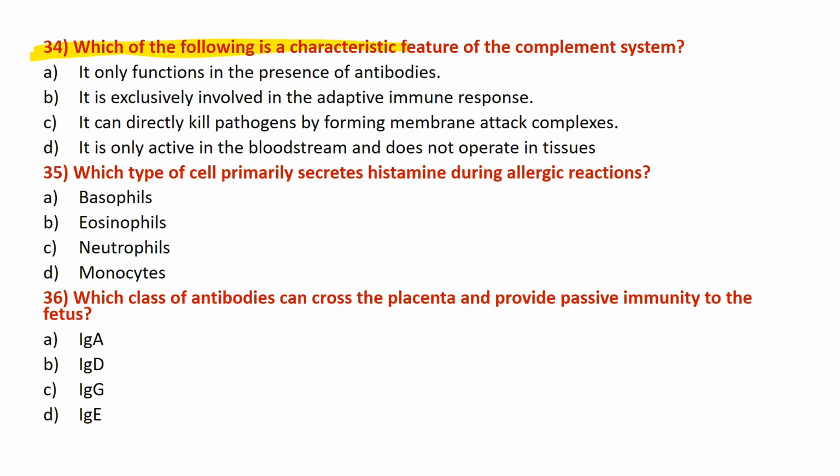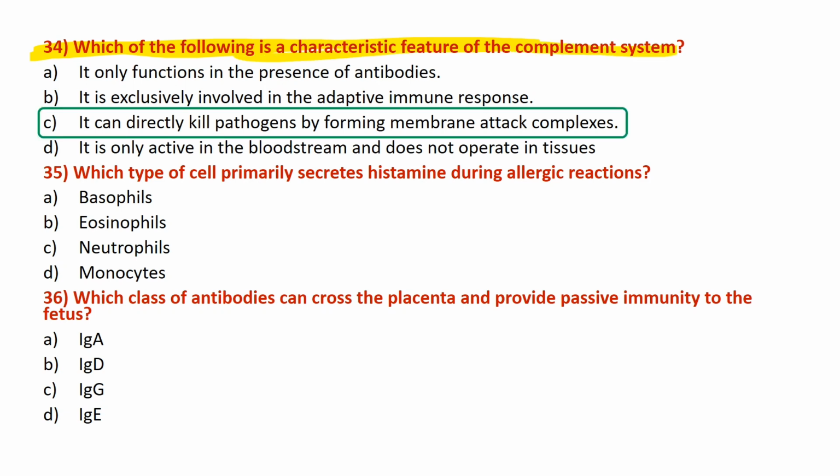Which of the following is the characteristic feature of complement system? And the right answer is option C. It can directly kill pathogens by forming membrane attacking complex. MAC, membrane attacking complex, is formed in complement system. Which type of cell primarily secretes histamine during allergic reactions? And the right answer is option A, basophil.